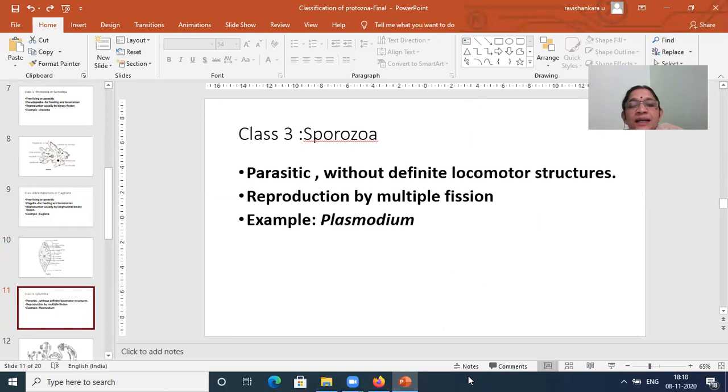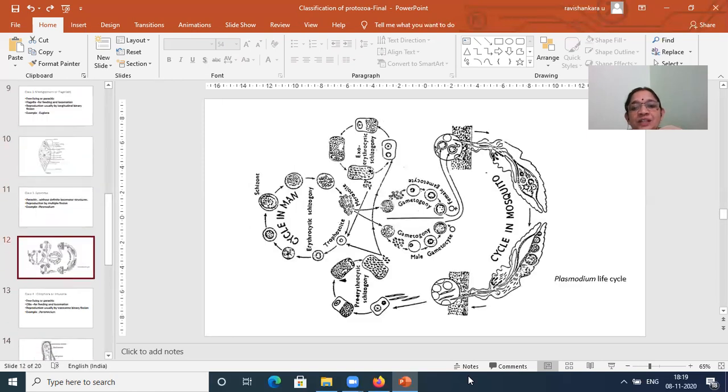And the third class is Sporozoa. Sporozoa includes the parasitic protozoa which do not have a definite locomotor structure, and they reproduce by multiple fission. That means the cell divides into multiple nuclei. Later on, the cytoplasmic division yields many individuals at a time. One common example is Plasmodium, which causes malaria in man. Therefore, sporozoans are spore forming and have a complex life cycle. We'll see different stages of the life cycle of Plasmodium, which we'll deal with later in a very detailed way.